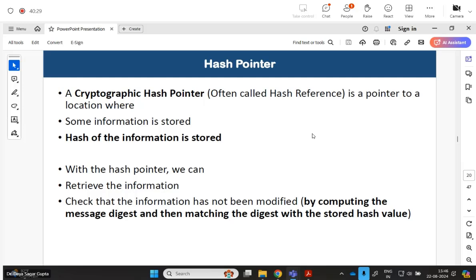So what can you do with this hash pointer? With the hash pointer, we can just retrieve the information. Obviously, if we are at block number 2 and I want to see the previous block's value, I can go with this hash pointer. Okay? So we can check that the information has not been modified. This is a very important thing.